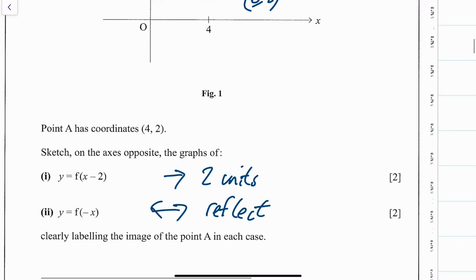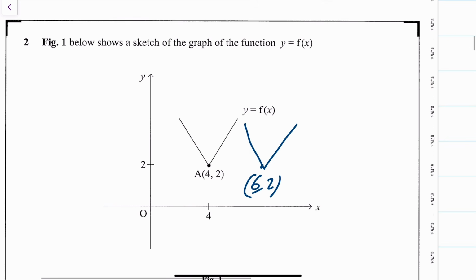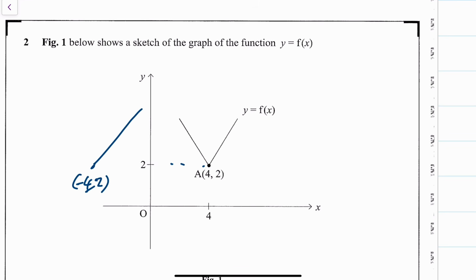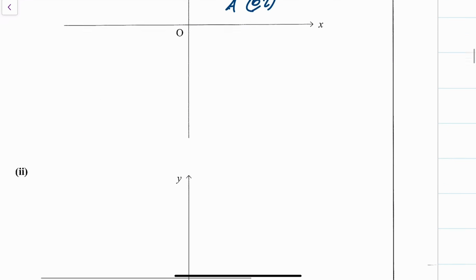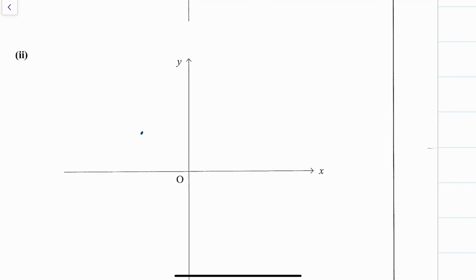Now the next one was a reflection horizontally. Let me get rid of this, just do this on the original and then we can see it. So we reflect this horizontally at this point. It's going to reflect over to here, so it's going to reflect to (-4, 2). It has the same general shape. So again, we'll add it in for completeness. So that's my A dash, which is (-4, 2).